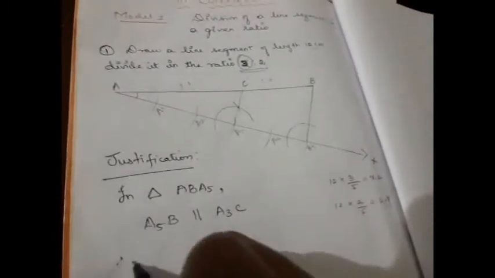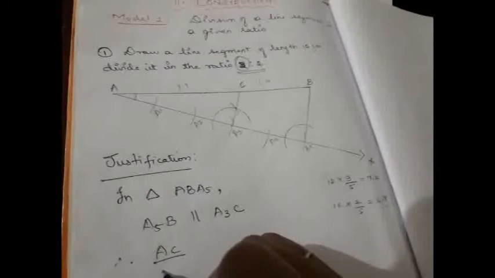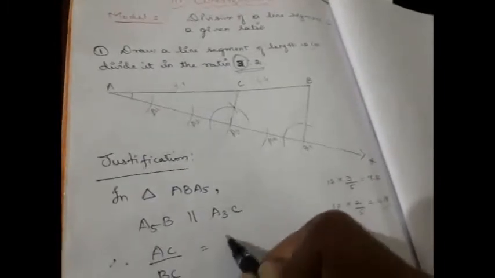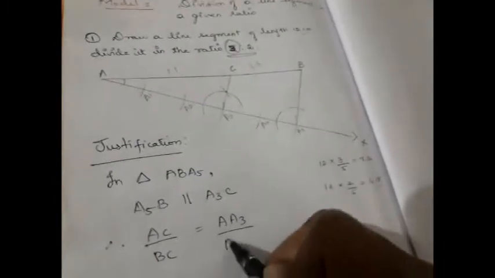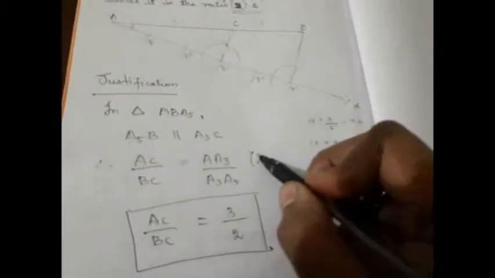Therefore, AC by BC is equal to AA3 by A3A5. But AA3 is 3 parts and A3A5 is 2 parts, and this is AC by BC, and hence AC by BC is also divided in the ratio 3:2. This is how we got it by the basic proportionality theorem. This is how you have to give your justification.